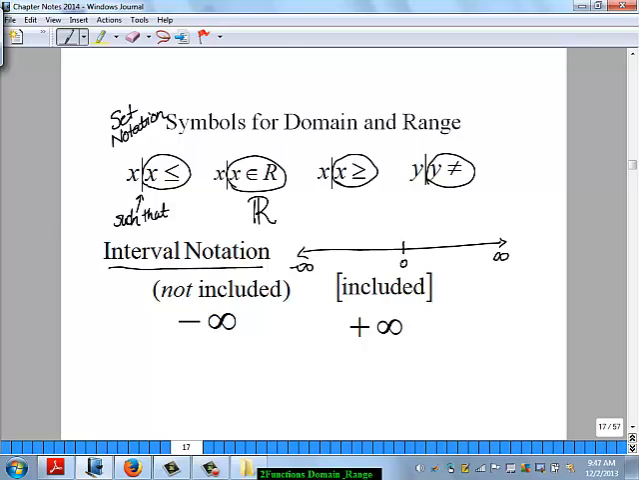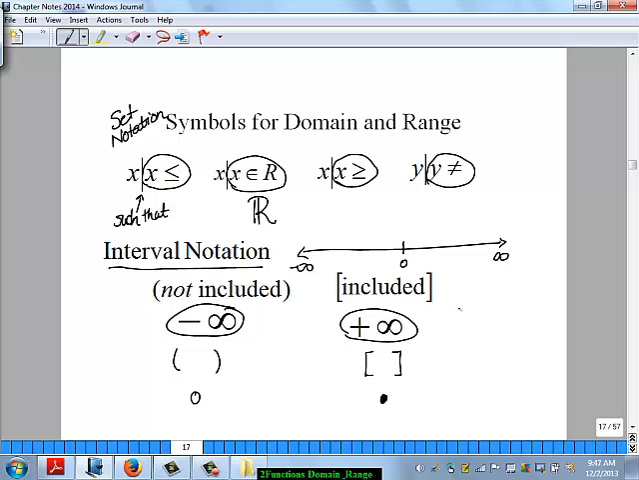What you're going to do here is, if it's not included, you're going to use parentheses. If it's included, you're going to use brackets. So this is the same as when you used to have open circles on your number line. This used to be the same as closed circles because it's included. All right. We're going to also use negative infinity and positive infinity when we discuss that.